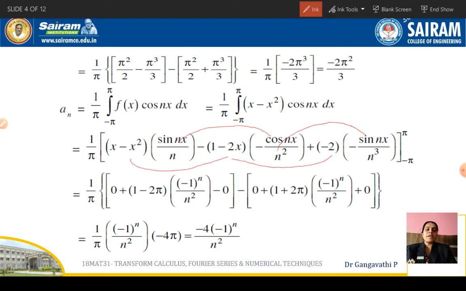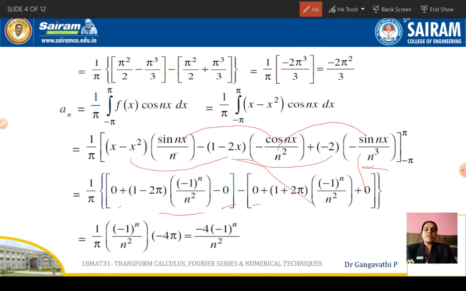Now substitute the upper limit minus the lower limit. When we substitute the upper limit, we know that sin n pi is 0 for all values of n, so the first term will be 0, since 0 multiplied by anything is 0. Cos n pi is minus 1 to the power of n. Again sin n pi, this term will be 0. So the first term gives 0, the second term exists, the third term will be 0 for the upper limit. For the lower limit, x is replaced by minus pi. Sine of minus theta is minus sine theta, so again we get back sin n pi, which is 0 again.